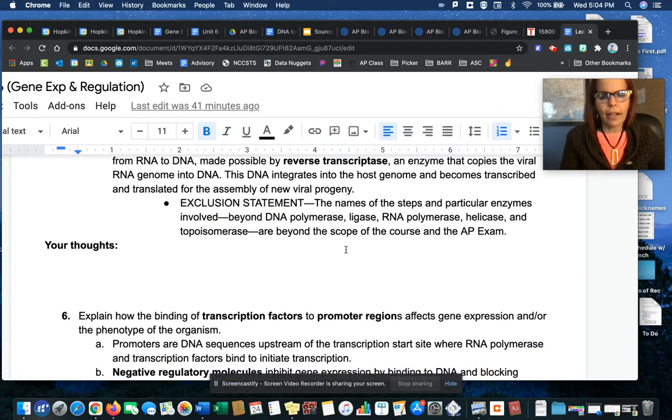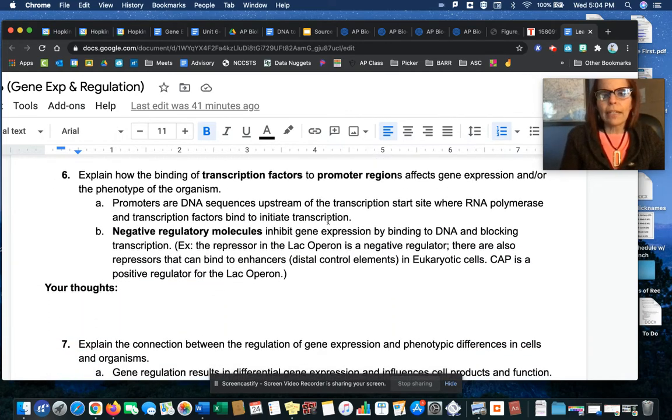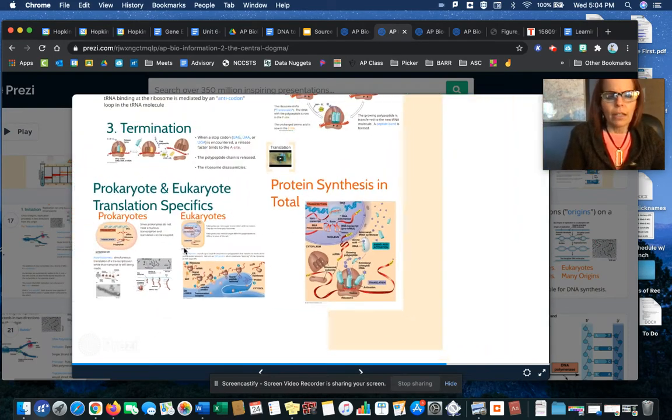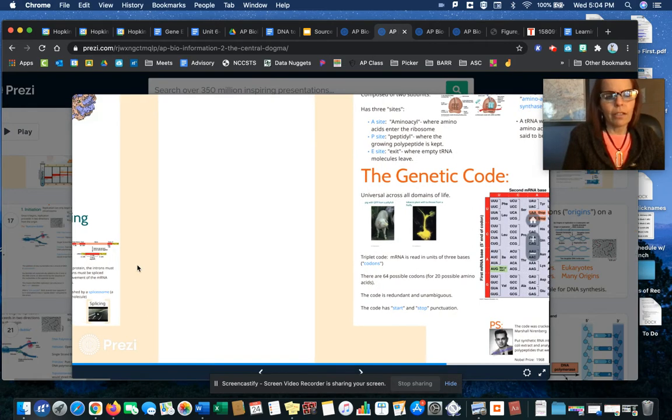All right, moving on. Number 6, explain how the binding of transcription factors to promoter regions affects gene expression. So we already talked about that, but I'm going to back it up just a little bit. Give me a moment. These are so awkward sometimes.